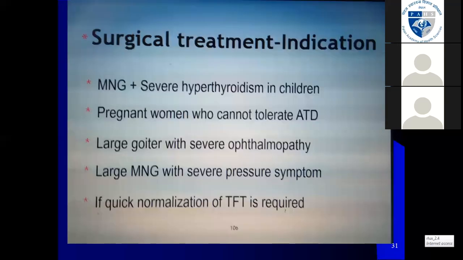Another is surgical treatment indications. If there is a multinodular goiter with severe hypothyroidism in children, at that time surgery is the best option. Pregnant women who cannot tolerate antithyroid drugs, large goiter with severe ophthalmopathy, large multinodular goiter with severe pressure symptoms, along with if quick normalization of TFT is required, at that time surgical treatment is indicated, either subtotal or total.